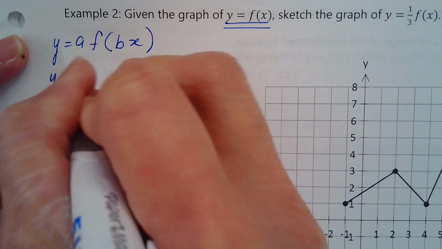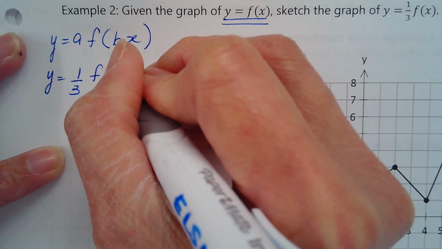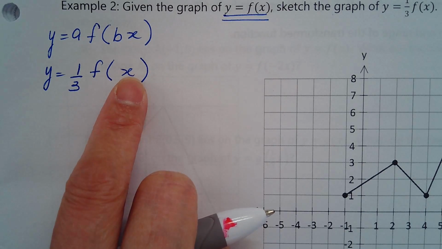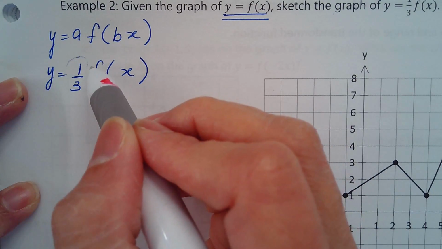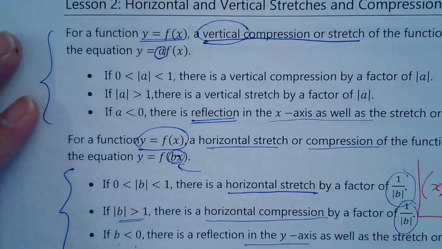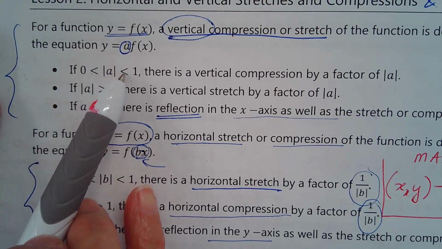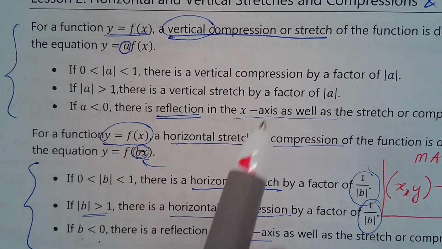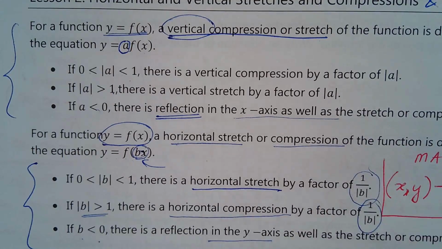So y equals 1/3 f of b x. B is 1, so just x then, okay? If you multiply something by 1, it doesn't really change anything there. So this one, what does that say? A is 1/3. What does A is 1/3 mean? Let's flip to the first page. If the absolute value of A is between 0 and 1, and 1/3 is between 0 and 1, yes? Then we should be expecting a vertical compression by a factor of 1/3 in this case.